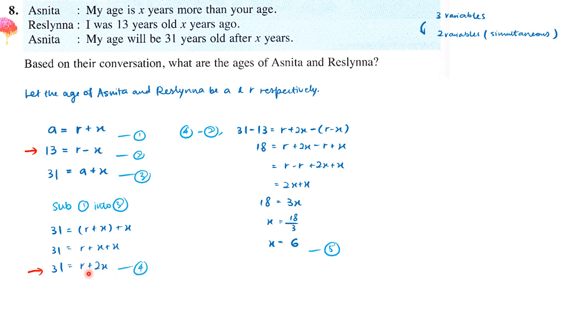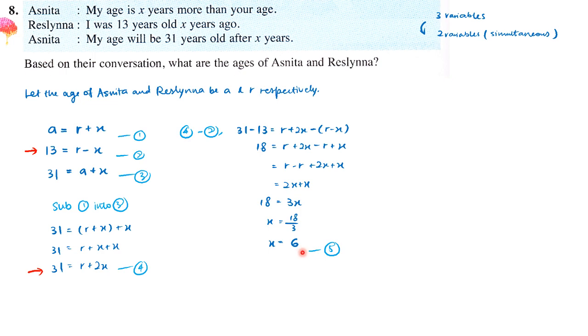Should we add both equations together, or minus? If I got positive R and I got positive R, I would minus, because R minus R equals 0, and I would be able to eliminate R. So for equation 4 minus equation 2, 31 minus 13 equals R plus 2X minus the whole thing here. Remember to put your brackets, R minus X. So 31 minus 13 equals 18. Then you'll get all the way down here and you'll find that X equals 6.